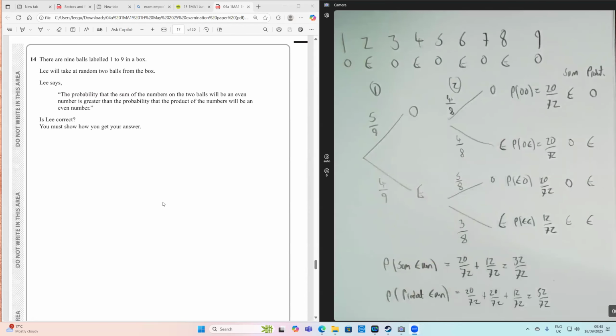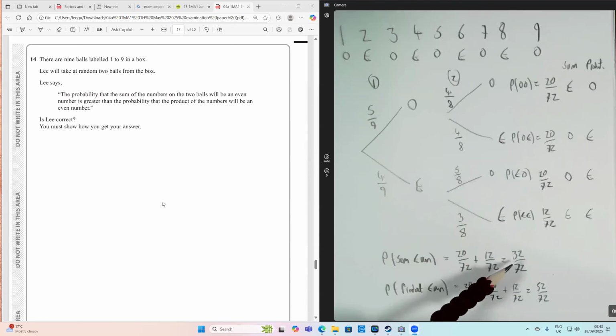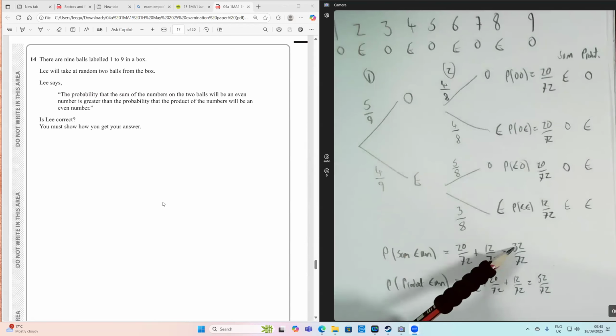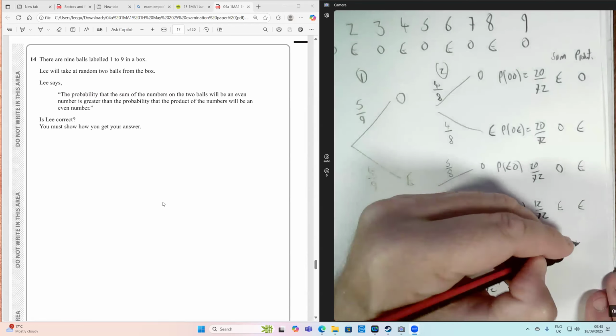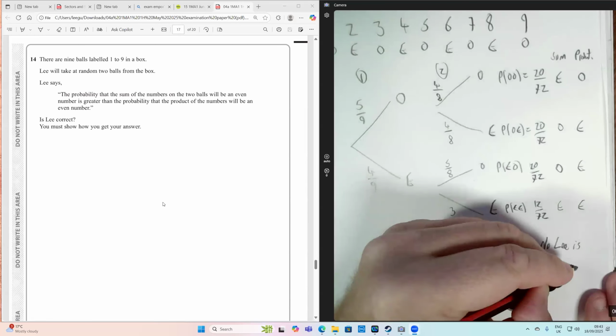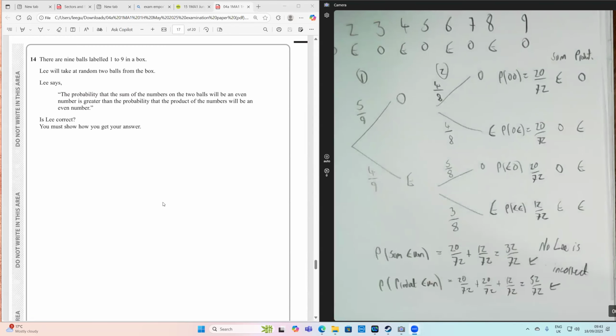Okay, that's fine. So now we're ready to answer the question. Lee says that the probability of the sum of the numbers on the two balls, that's this one, will be greater than the probability of the product, that's this one. So Lee thinks that this is going to be bigger than this. So what we have to put is no, Lee is incorrect. And we can see we've got all of the probabilities associated with that, so we're going to get the marks.